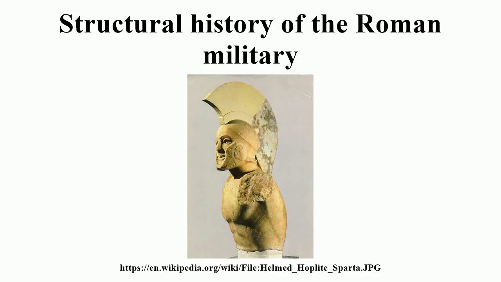The structural history of the Roman military concerns the major transformations in the organization and constitution of ancient Rome's armed forces, the most effective and long-lived military institution known to history, from its origins around 800 BC to its final dissolution in AD 476 with the demise of the Western Roman Empire. Rome's military organization underwent substantial structural change.